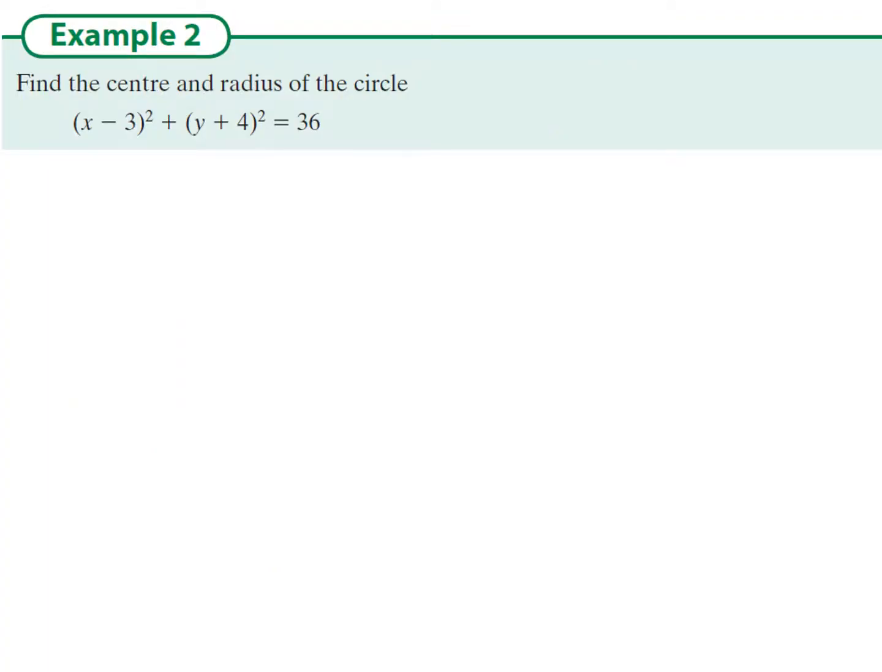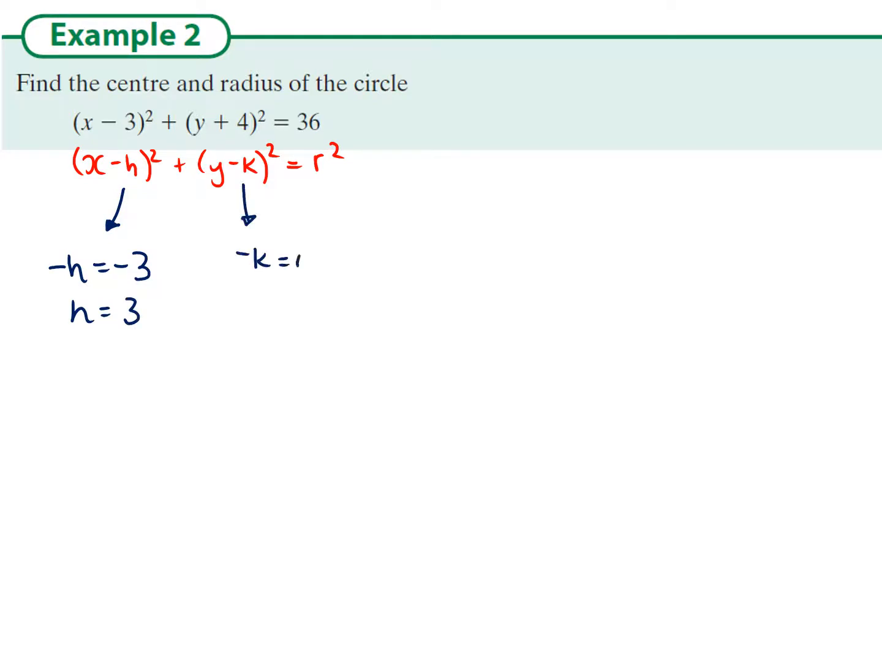So find the center and radius of this circle. The first thing I'm going to do is write my formula. So my formula is (x minus h) squared plus (y minus k) squared equals r squared. So we're going to work with each piece. So this piece here, minus h is equal to minus 3, so h is 3. In this piece, minus k equals 4, so k equals minus 4.